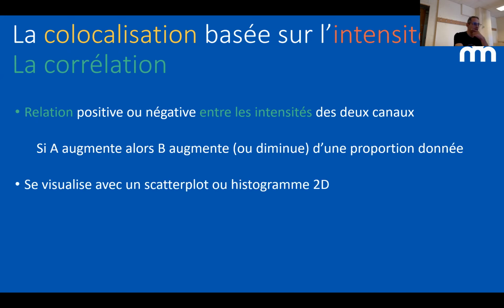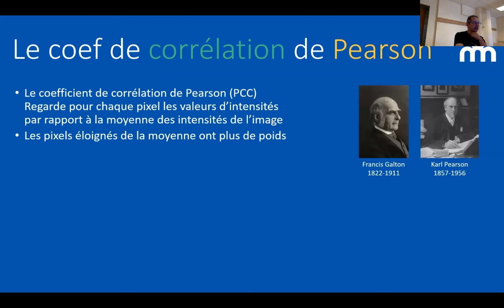So you can also use a scatter plot or a 2D histogram to visualize this. And there are two people that worked on this coefficient. It's called the Pearson coefficient, but it was actually made by Francis Galton much earlier. You see that these are pretty old techniques. So they defined the Pearson coefficient, which looks at the values of intensity and compares them to the mean intensity of the image. So if you have pixels that are far from the mean, they will have a stronger impact on the value.